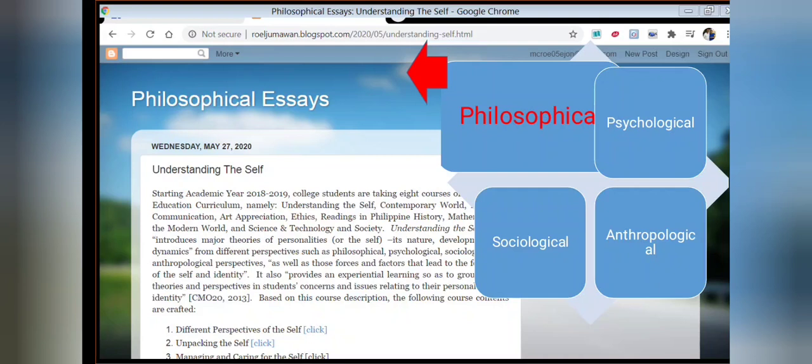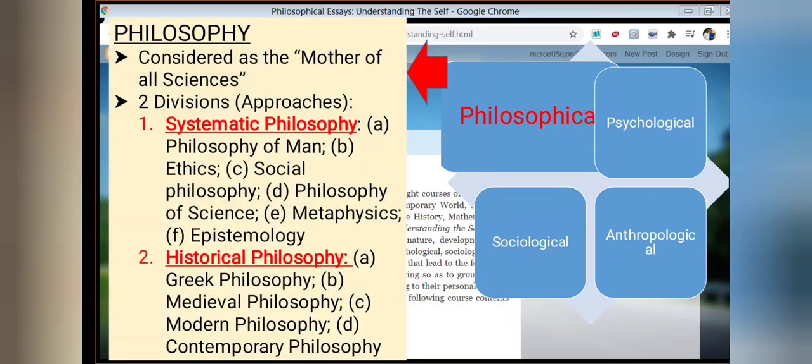Under systematic approach or philosophy, we have the following subjects: philosophy of man, which is actually offered in senior high school program; ethics, which is also one of the 8 general education courses offered in the new college curriculum. Then you have social philosophy, philosophy of science, metaphysics, epistemology. Then under historical approach or philosophy, we have the following subjects: Greek philosophy, medieval philosophy, modern philosophy, and contemporary philosophy.